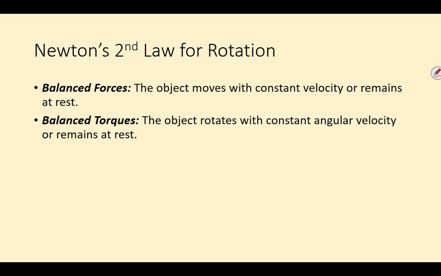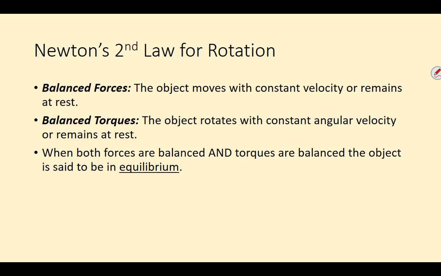If you have both balanced forces and balanced torques, that means you've got something that is not changing its translational velocity or its angular velocity. When that happens, that's something called equilibrium. So the word equilibrium means when the forces are balanced and when the torques are balanced. Something that is not changing how fast it's rotating, as well as not changing how fast it's moving, is in equilibrium.